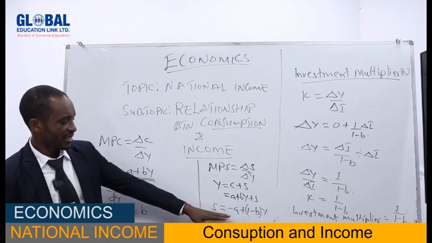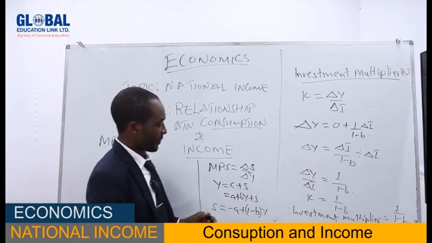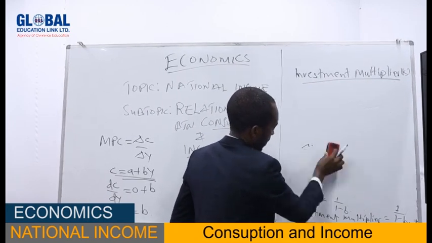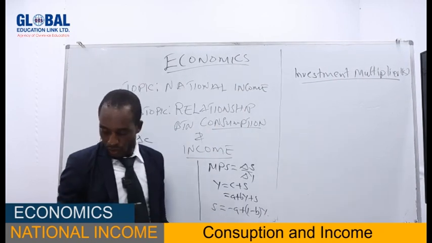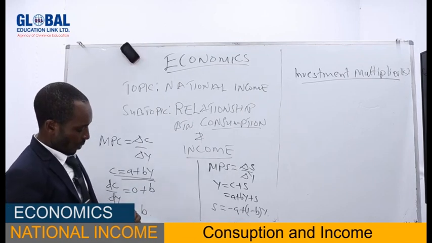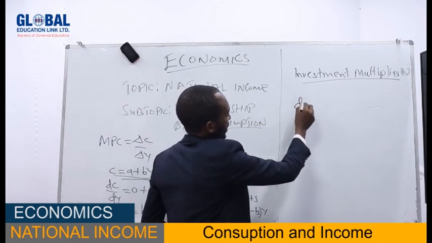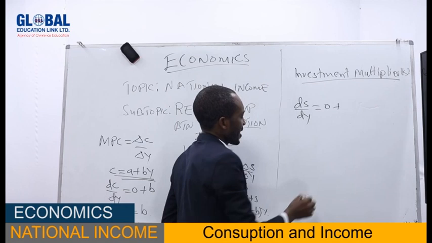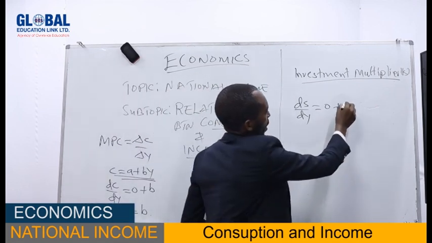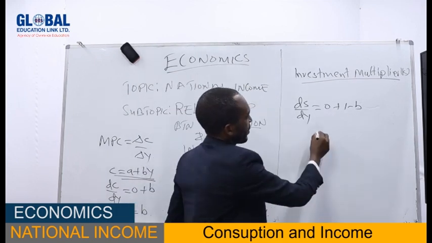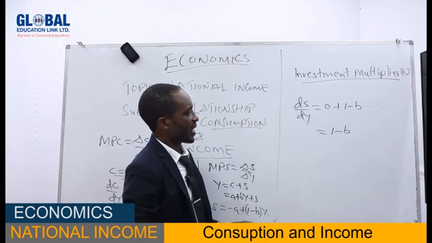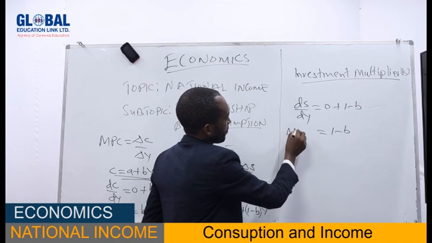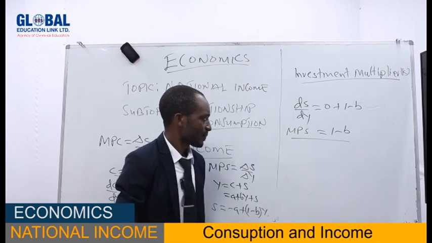Now when you find the MPS, you differentiate this equation. Now when you differentiate, this one will be dS over dY, the same as, when you differentiate this constant, it will be equal to 0 plus, when you differentiate this one, it will be 1 minus B. So 0 plus 1 minus B remains with 1 minus B. But change in S over change in Y is the same as MPS. So MPS is the same as 1 minus B.